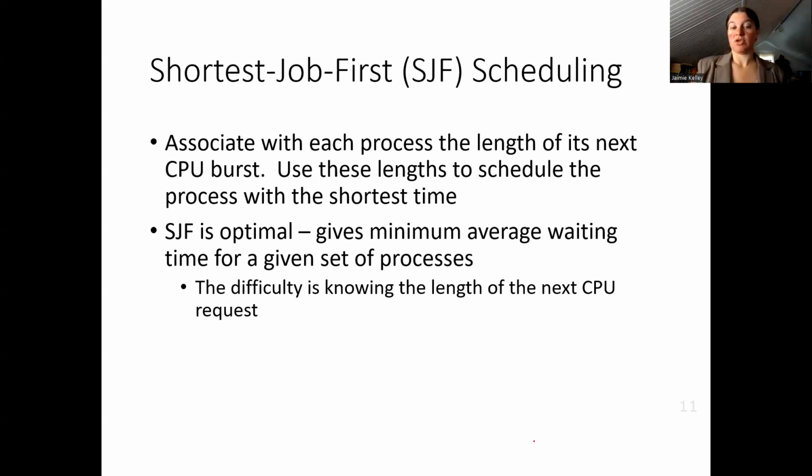It's going to give the minimum average waiting time for any given set of processes. But we can't predict the future with any degree of certainty. We cannot really know ahead of time what the length of the next CPU burst for any individual process is going to be. So first we're going to talk about the algorithm, and then we're going to give an example for how you can calculate the next CPU burst.